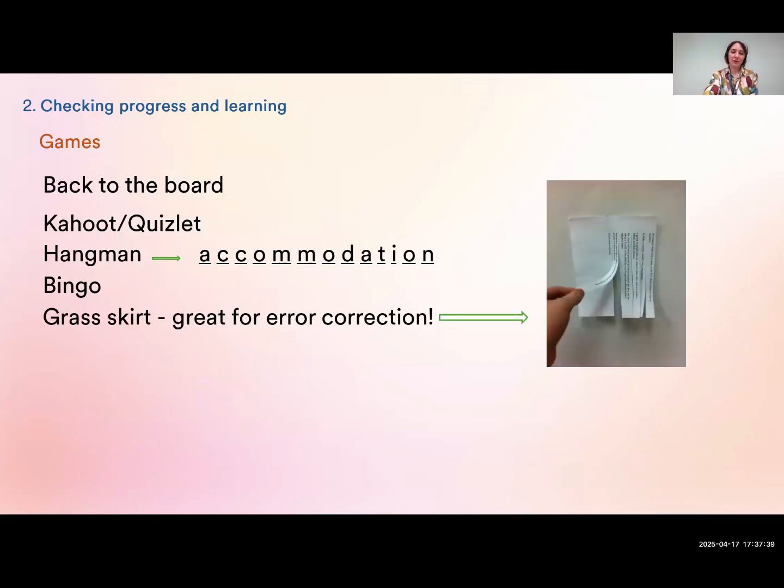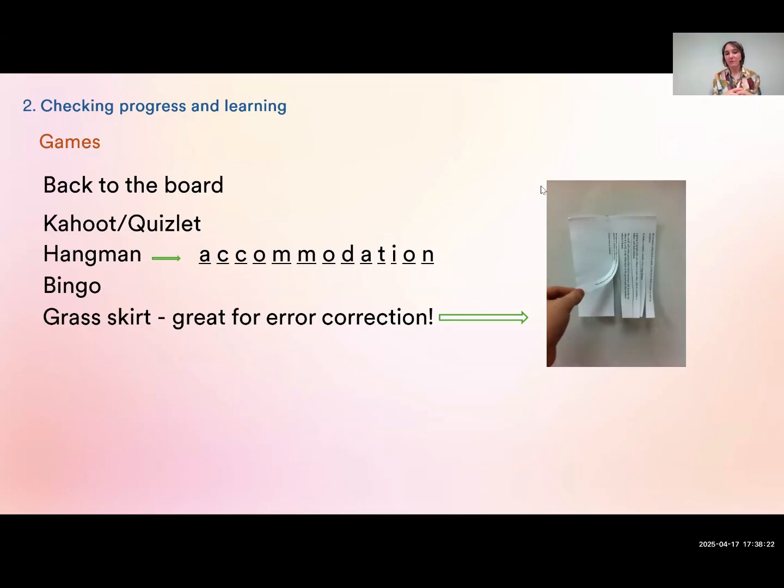And then one of my favorite for error correction, grass skirt. I'm not sure if there's another way of calling this again. But yes, it's great for error correction. I usually put sentences which contain mistakes, and I stick this on the walls in the classroom and then divide the class into groups of 3 or 4. And when I say go, they need to run to their sheet, rip off one of the sentences, go back to the table and work together as a team to correct the mistakes or mistake.